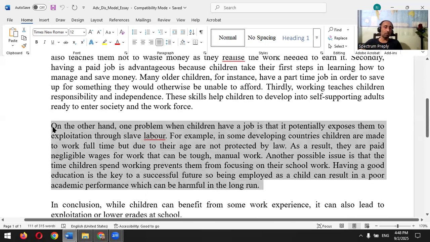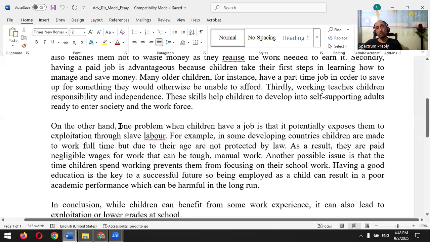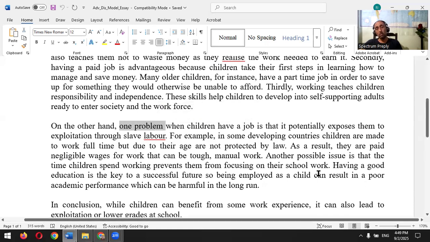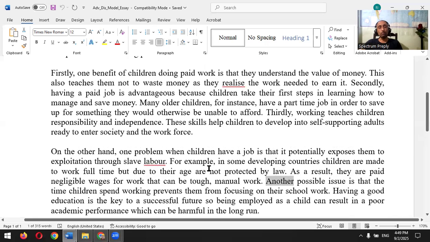You can see that it starts with "on the one hand," and then one problem, one disadvantage starts, and then it moves to another disadvantage after a few sentences, with which the writer explains and supports his point of view. Then another disadvantage starts, "another possible," and then there's another sentence which supports this disadvantage.